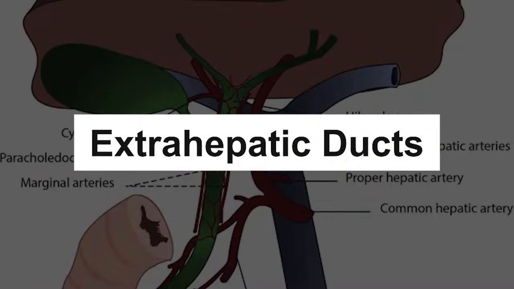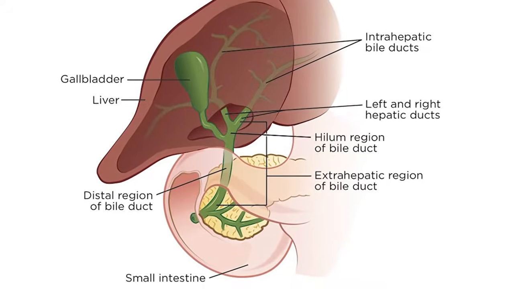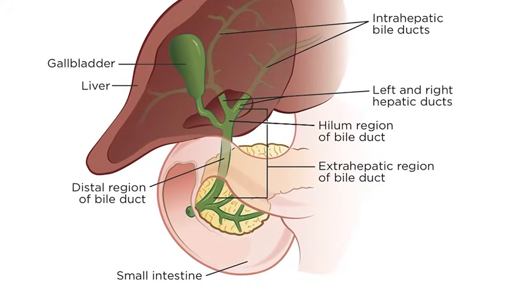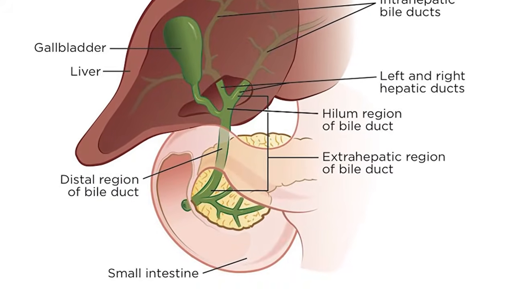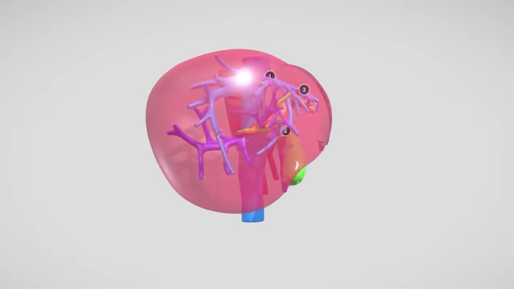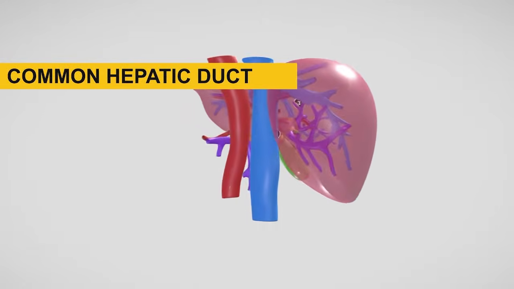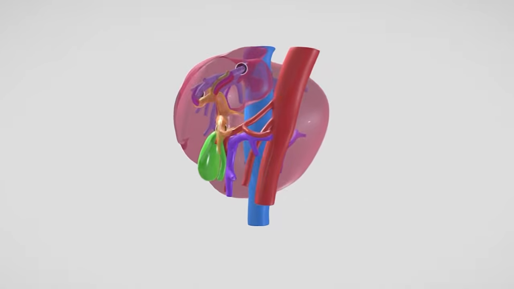Extrahepatic ducts. After exiting the liver, bile flows into the extrahepatic ducts, including the left and right hepatic ducts. These ducts merge to form the common hepatic duct, which continues outside the liver.